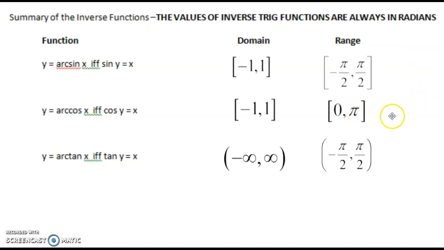Inverse cosine is defined from 0 to pi, so I tend to make my semicircle going from quadrants 1 to 2. And then inverse tangent is defined on the same values as inverse sine. I'm not going to be picky with your brackets or parentheses. Just know that there's a parenthesis for inverse tangent because we had those asymptotes.